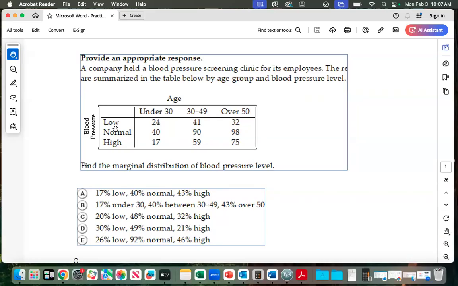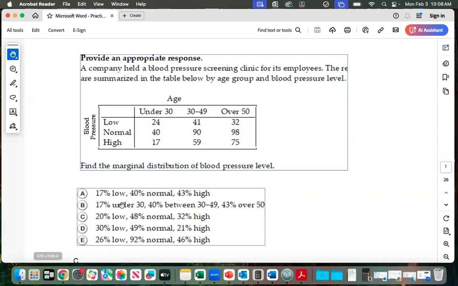And then let's do for normal. So normal, we had a total of what? 228. We divide that by 476. What do you get? 0.4789, which is approximately 48%, right? And then you can do that for high. So when you look at the possible answers here, you can see C has 20 for low, 48 for normal, right? And then that is the only distinct.